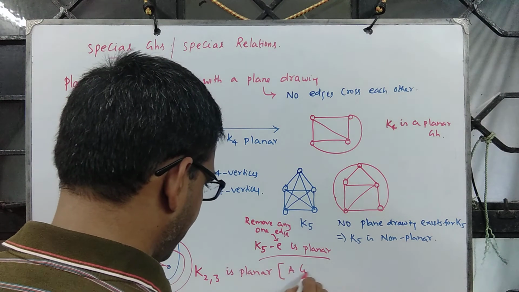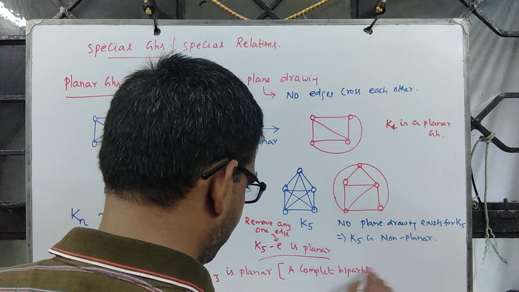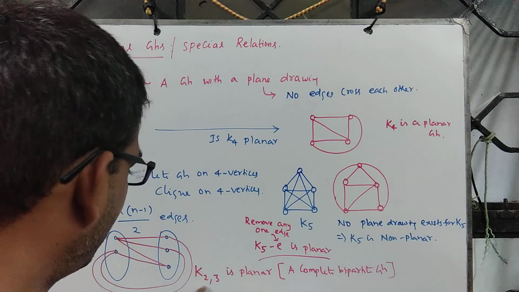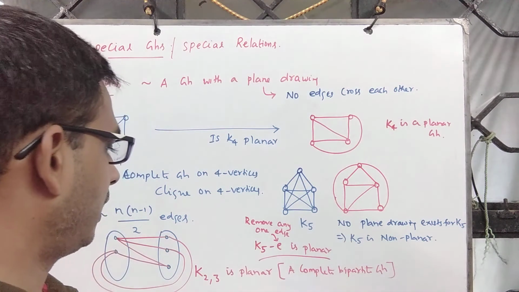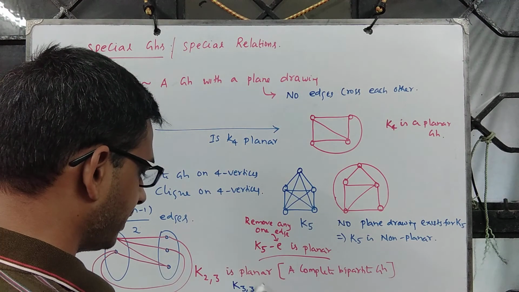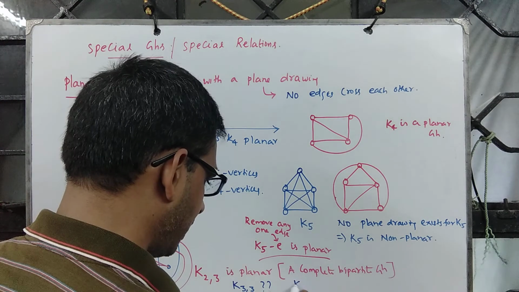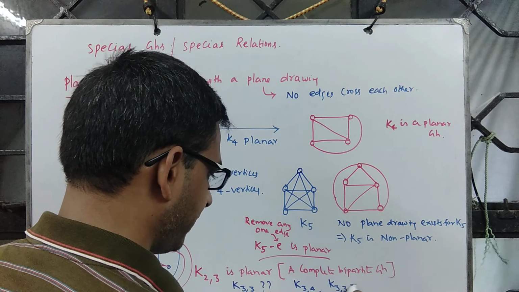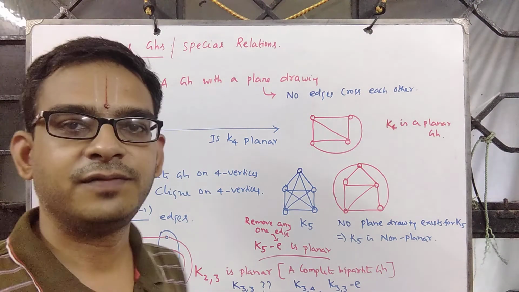So it is a complete bipartite graph with one partition having 2 vertices and another partition having 3 vertices. Now the interesting question is, what about K3,3? Is it planar? And what about K3,4? What about K3,3 minus some edge, minus E? Is it planar? All that we shall see next.